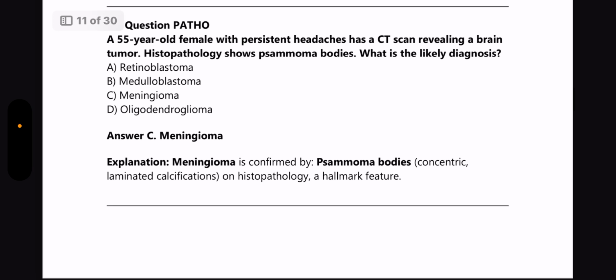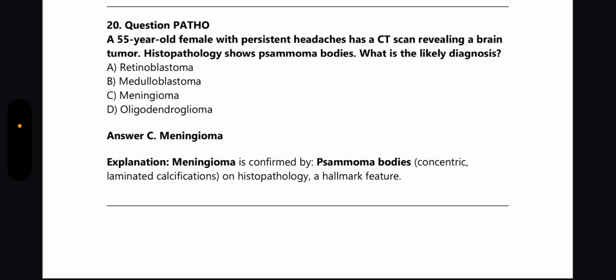Next question from Patho. A 55-year-old female with persistent headache has a CT scan revealing a brain tumor. Histopath shows psammoma bodies. What is the likely diagnosis? Again, conditions where psammoma bodies are found, it's a homework for you guys. Please learn about it. Very, very important, psammoma bodies. So here the answer is meningioma.